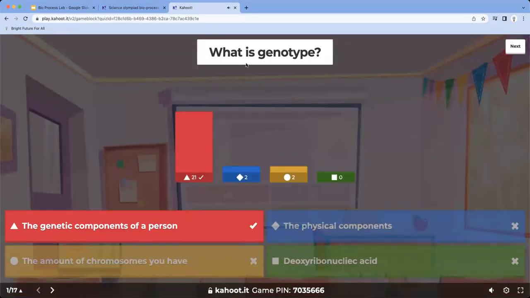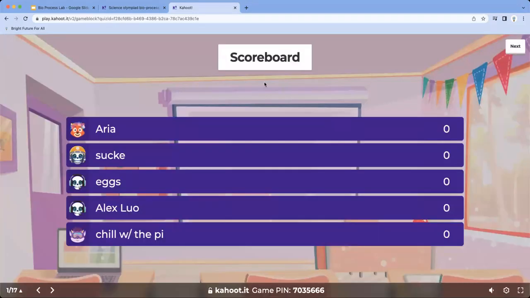Emily, do you want to give explanations? Yeah. Okay, so I saw this question and I just realized, guys, I reversed genotype and phenotype earlier. Genotype is the genetic composition of a person, and the phenotype is what shows. The other ones are incorrect. The physical components, I'm not sure what they're referring to with that. Deoxyribonucleic acid, that's DNA. The amount of chromosomes you have is not related.